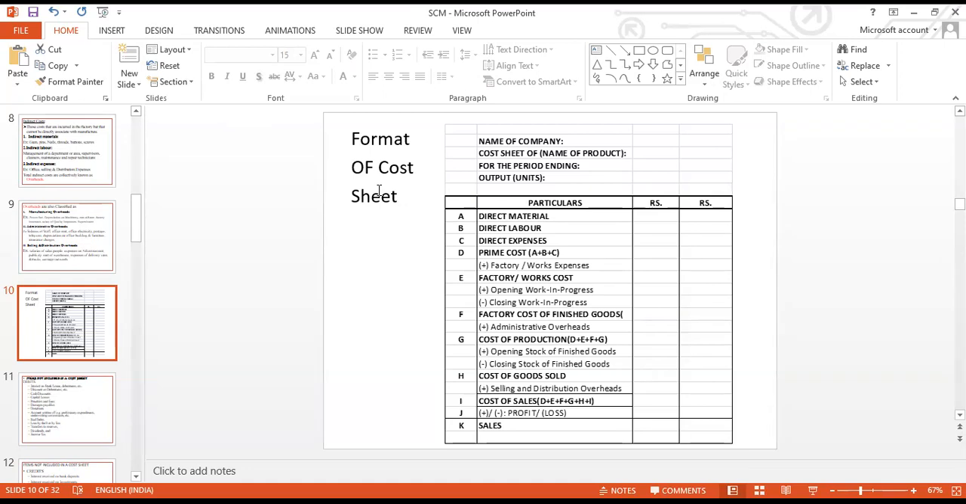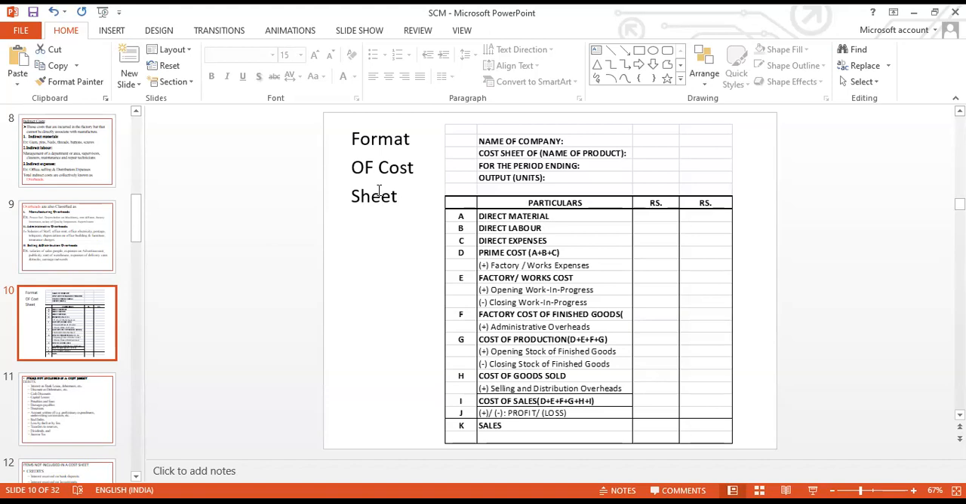Now look towards this. In the structure of this cost sheet, first I should write the direct material cost. Direct material cost means what? This is the cost of raw material. I should add there cost of raw material for 100 units. Cost of direct labor for 100 units, because my level of activity is 100 units I am going to produce. Then cost of direct expenses, that for 100 units I will write there. So addition of direct material, direct labor and direct expenses, it goes to the prime cost. Okay, that is ABC.